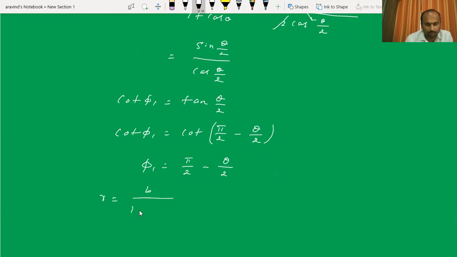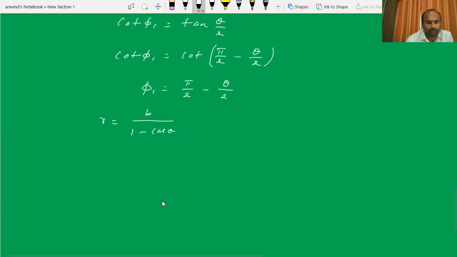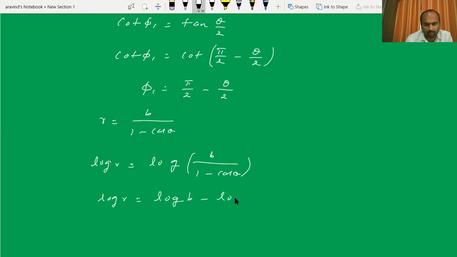r is equal to b by 1 minus cos theta. Take log on both sides. So log r is equal to log of b by 1 minus cos theta. Log r is equal to log b minus log of 1 minus cos theta. So now we'll differentiate this with respect to theta.